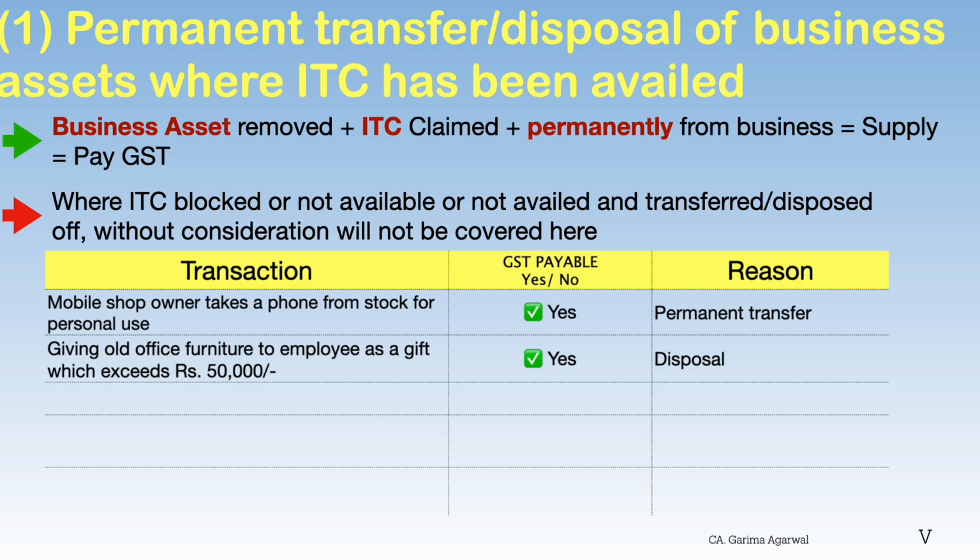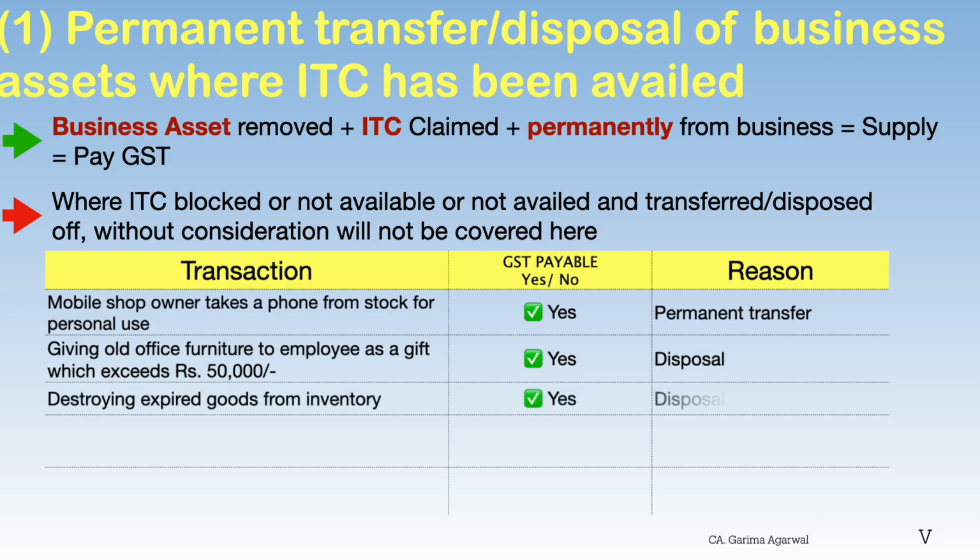So now in this case, will GST apply? Yes, because first it is above 50,000 value. Second, it was given as a gift and no consideration was received. Third, it was a business asset because it was office furniture. Fourth, you have claimed input tax credit on it. And fifth, it was a permanent disposal.